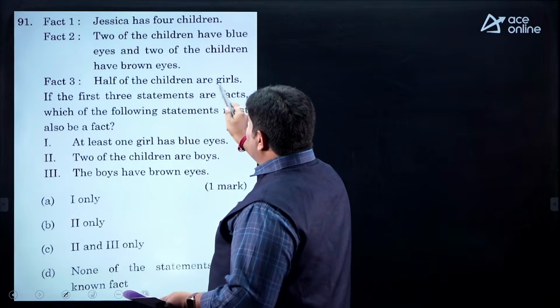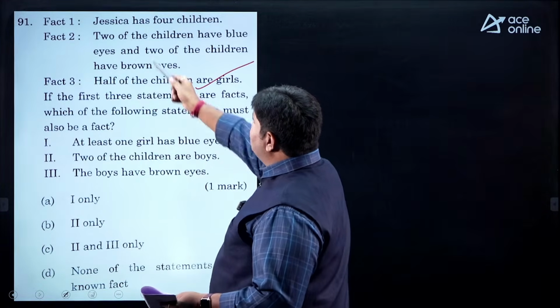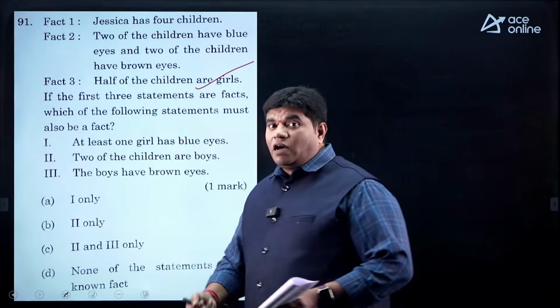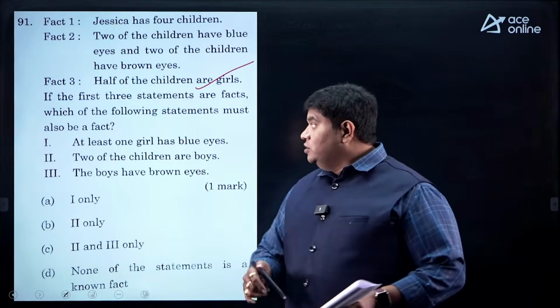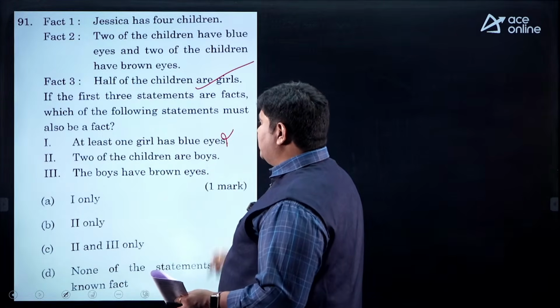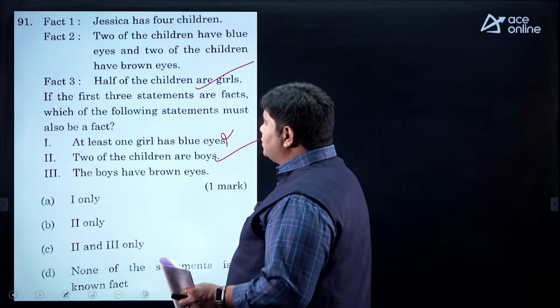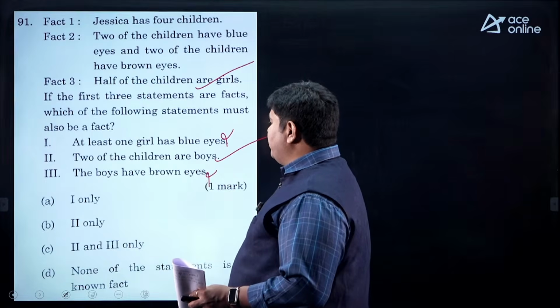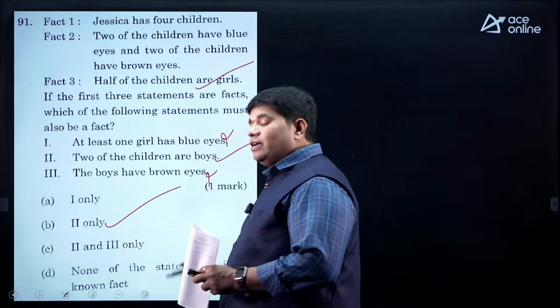Half of the children are girls. Half means 2 girls, definitely. So what is the confirmation? At least one girl has blue eyes: we can't decide. 2 of the children are boys: obviously right. This one also may or may not be. So only option 2 is the right answer.